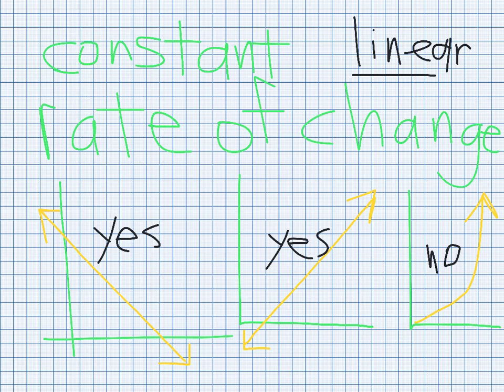And notice the line doesn't necessarily have to go through the origin 0, 0. Just as long as it's a straight line, we call it a linear relationship. And constant rate of change, right? So that's constant. And then the one on the right is not a constant rate of change, right? That's curving. It's not a straight line. So that's as simple as it gets for the vocabulary.